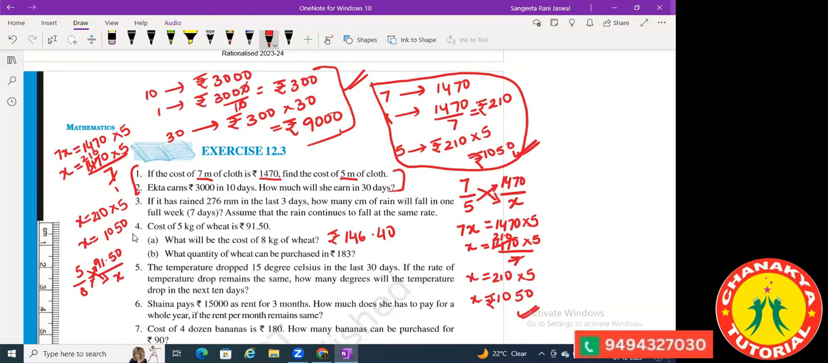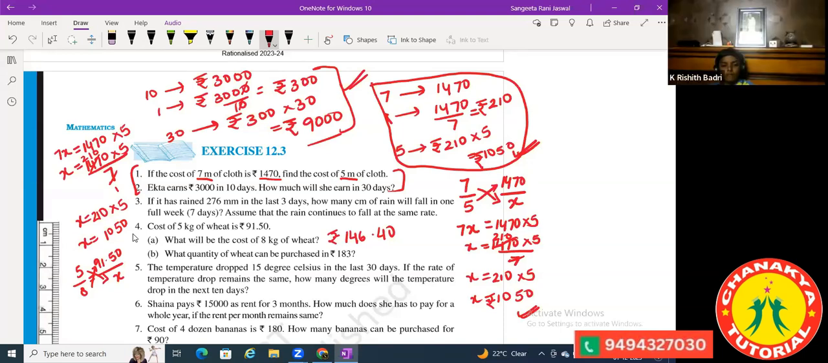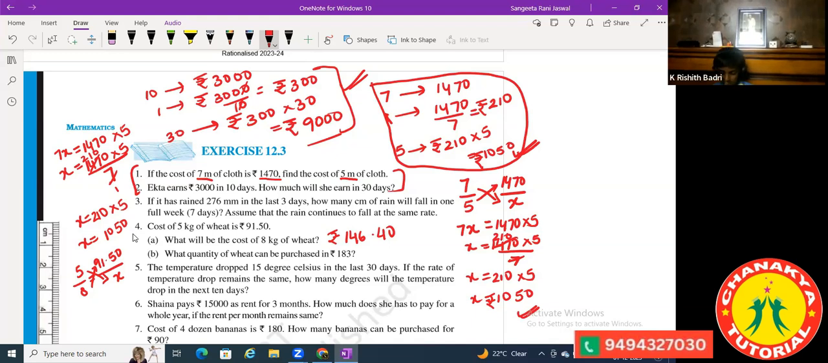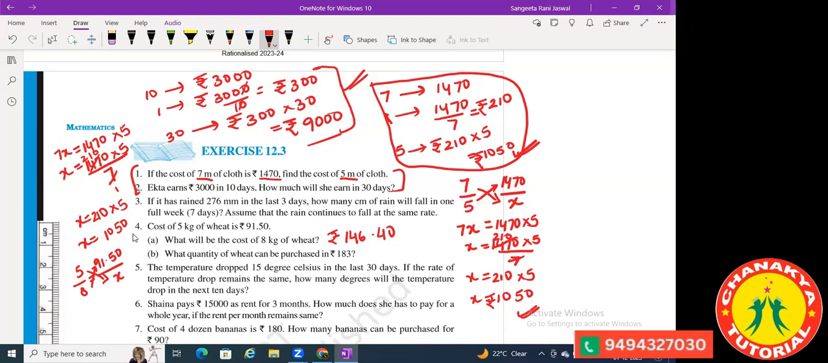Okay. Divesh, if you have done, you can try the B part. What quantity of wheat can be purchased in rupees 183? Now it's saying how much quantity can be purchased. Ma'am, 1 kg. 1 kg? How come 1 kg? Rupees 183. Oh, sorry, ma'am. So 8 kg is costing 146. Ma'am, 80 kg. 80 kgs. Okay. Do with both methods, unitary method also and proportion method also.